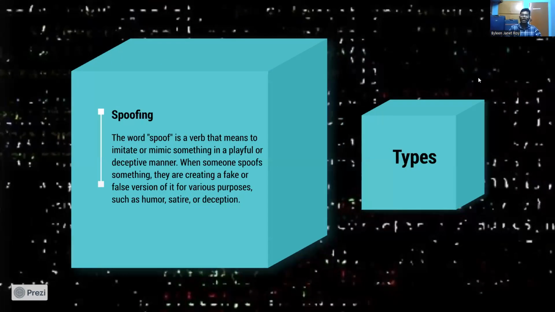And spoof. I told you that I will be explaining what is meant by spoofing. A spoof is nothing but to imitate or mimic, as I said earlier. It might be in a humor sense, or maybe satire, or maybe deception. It is doing something in a fake manner or in a false version. That's it.